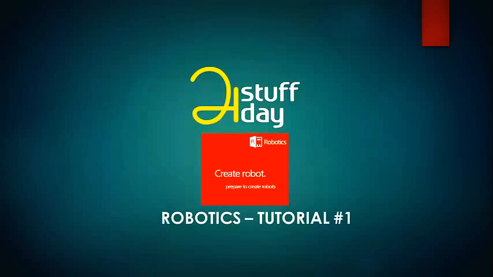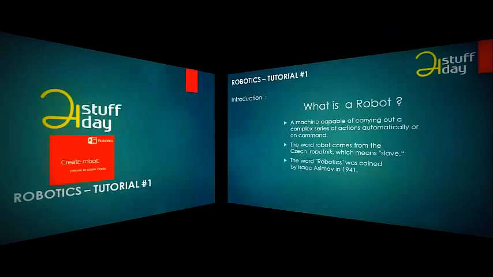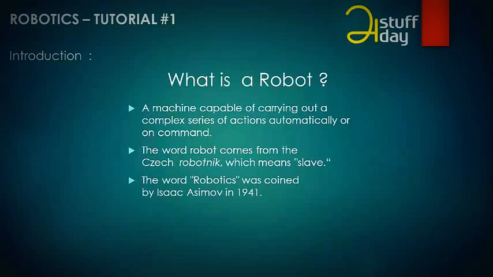Let's start today's tutorial session with a brief introduction on robotics. First of all, what is a robot? A robot is a machine that is capable of carrying a complex series of actions automatically or on command. The word robot comes from a Czech word robotnik, which means slave. The word robotics was coined by Isaac Asimov.